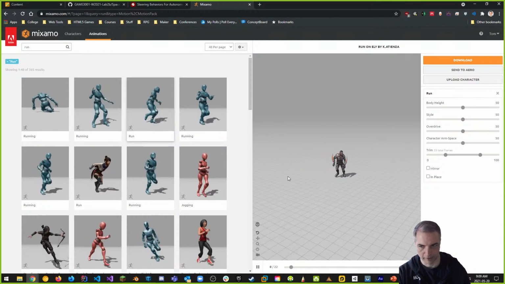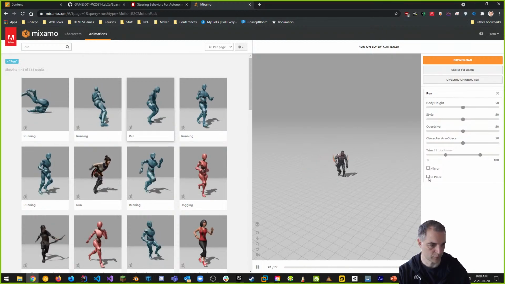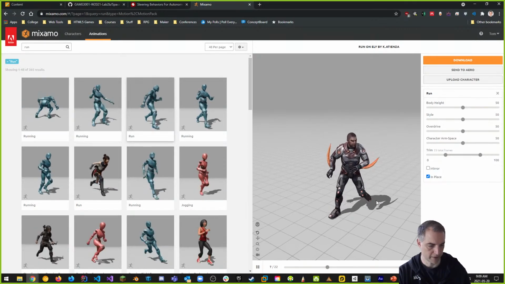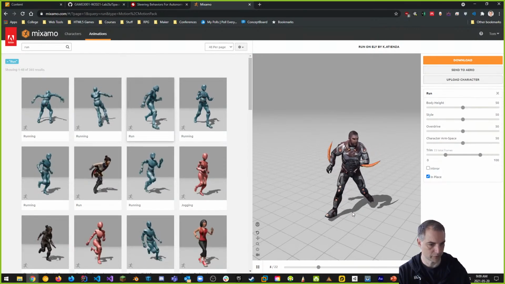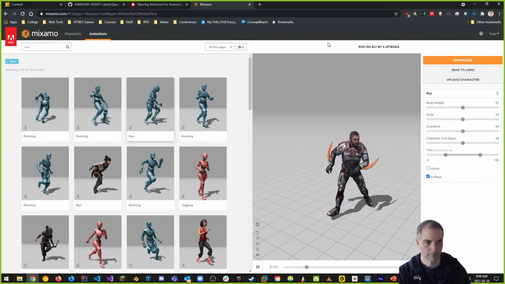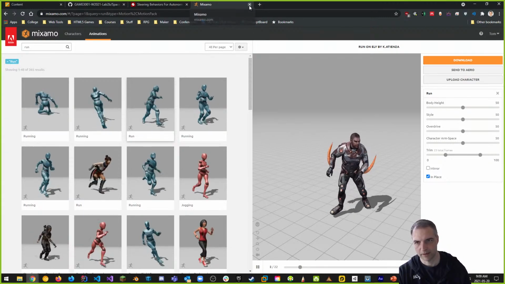It's not a great little running animation, but what you can do is you can move it in place. So there's the same animation, right, where it's moving in place. Again, animation, but no locomotion. All right, so this is an example of how that would work. All right, so that is some examples of that.